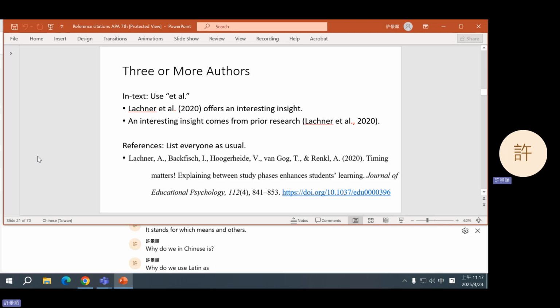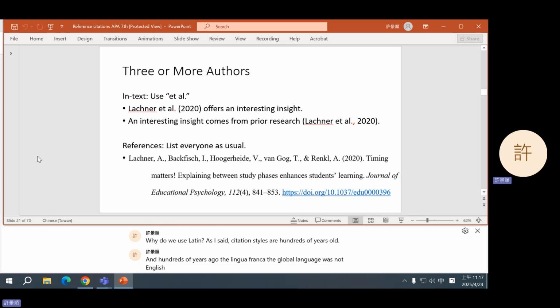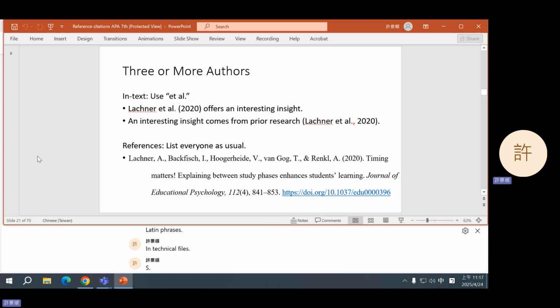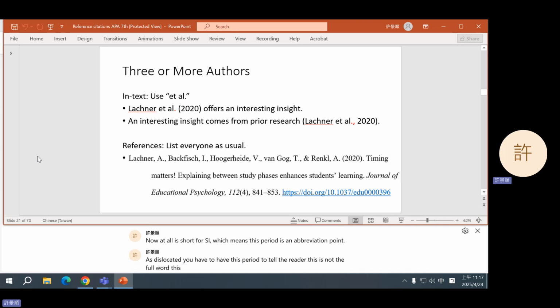As I said, citation styles are hundreds of years old. And hundreds of years ago, the lingua franca, the global language, was not English. It was French. And before French, it was Latin. So we will sometimes still use Latin phrases in citation styles. Now, et al is short for et alia, which means this period is an abbreviation point. You have to have this period to tell the reader this is not the full word. This is a shortened version.